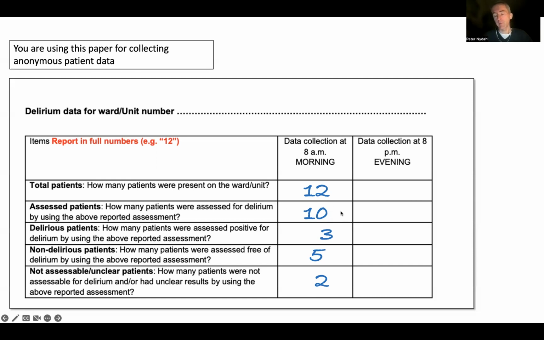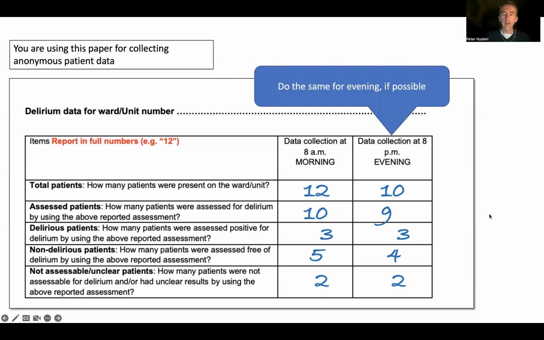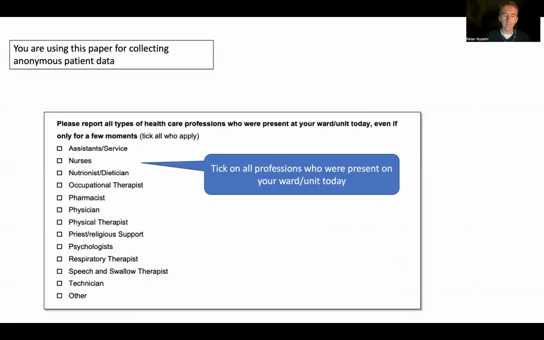And above, there can be more patients present on the ward or unit. And you repeat the same things, the same numbers, for the evening. Of course, there may be some slight changes due to patients who were discharged, whatever. Just put in similar numbers as you assessed in the morning.